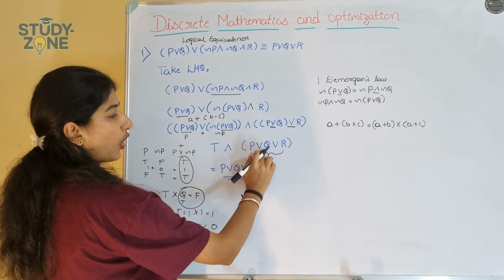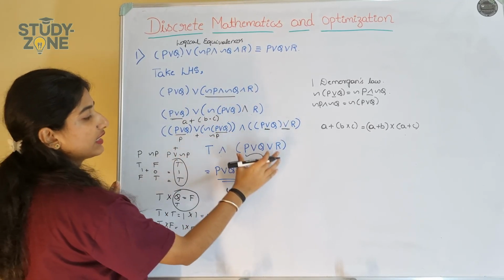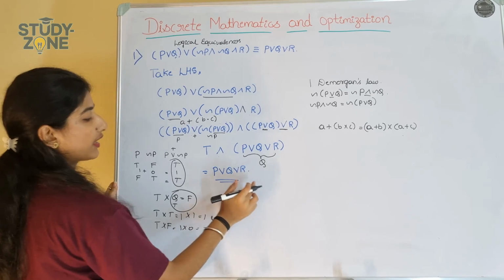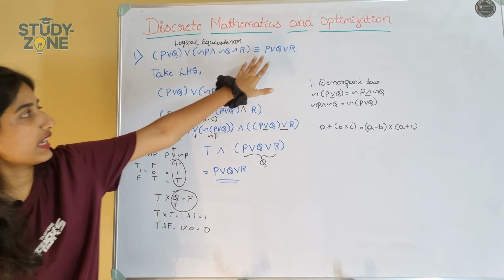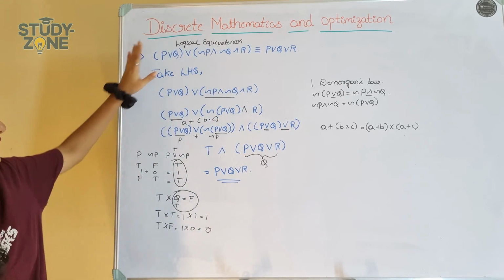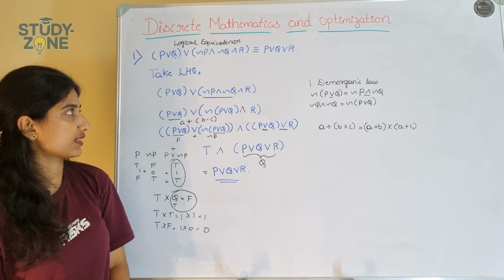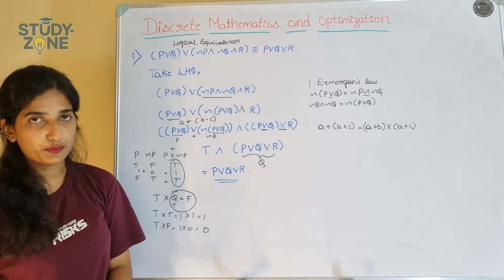Here Q means P or Q or R. So we can remove this one and take it as P or Q or R. Now look at the RHS. Is it the same? Yes, it is the same. So hence our proof, that is LHS is logically equivalent to RHS. So this is the solution for the first problem.